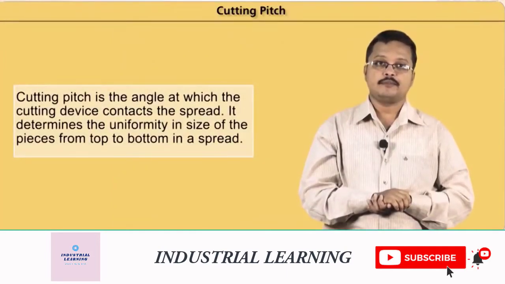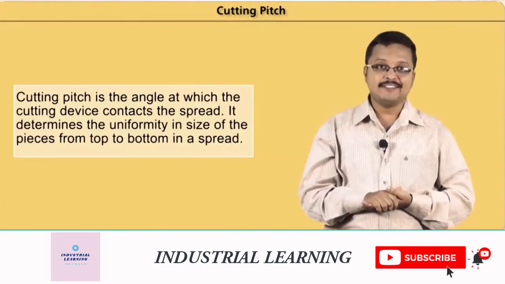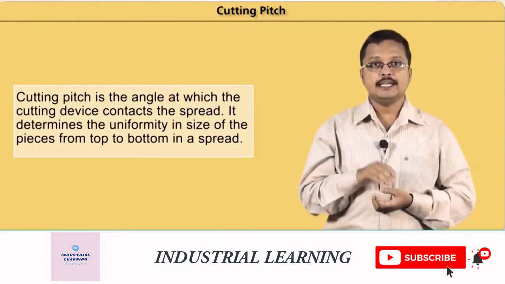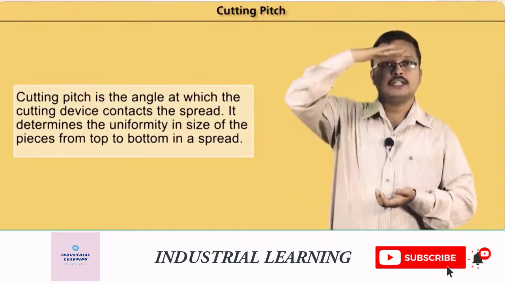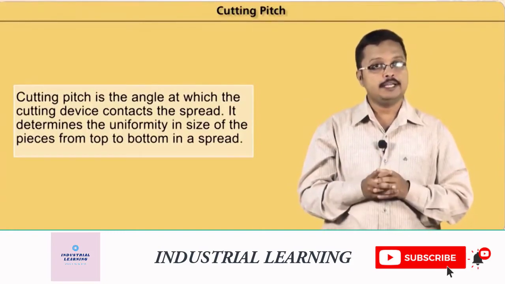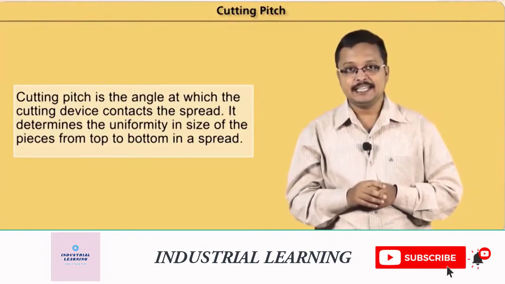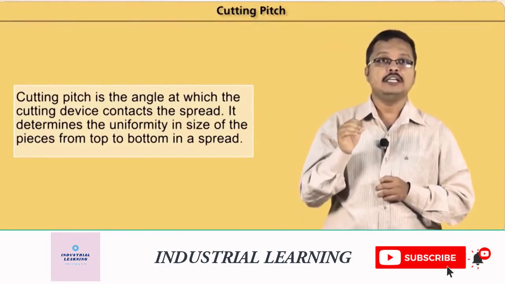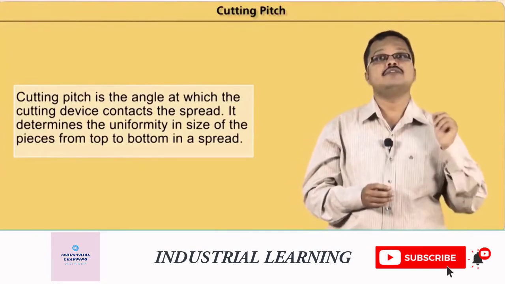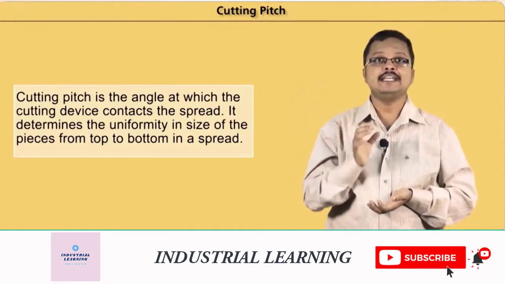Cutting pitch. Cutting pitch is the angle at which the cutting device contacts the spread. It determines the uniformity in size of the pieces from the top to the bottom in a spread. Uniformity can be obtained only if the cutting pitch is maintained at 90 degrees and the knife accurately guided through the lay. In the case of the straight knife machine, the edge of the knife is perpendicular to the base plate. The cutting pitch is 90 degrees.